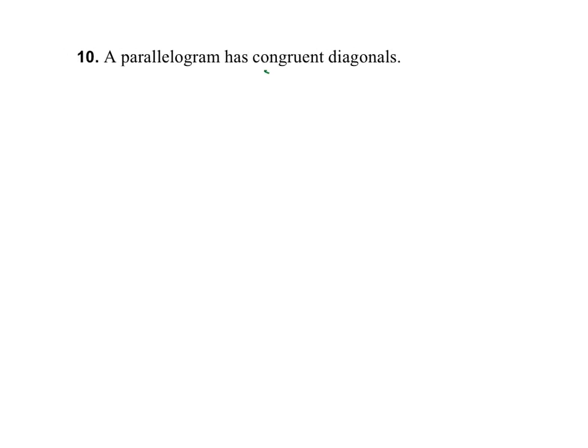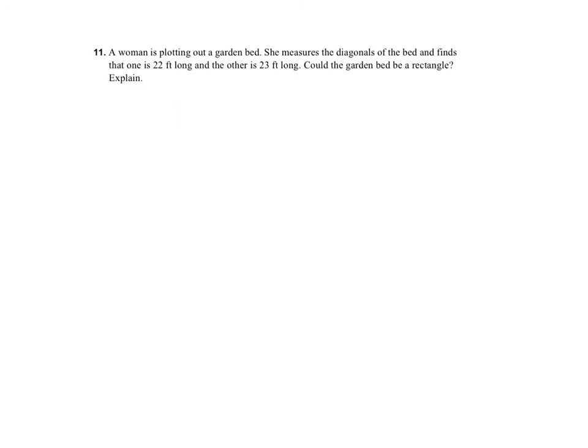Next, my parallelogram has congruent diagonals. So again, the rectangle and the square have congruent diagonals. But because I don't have more information, I have to conclude that this is a rectangle. I cannot tell that it's a square.